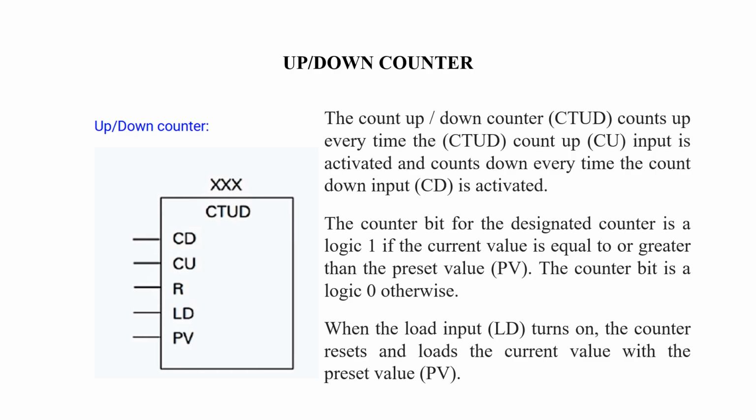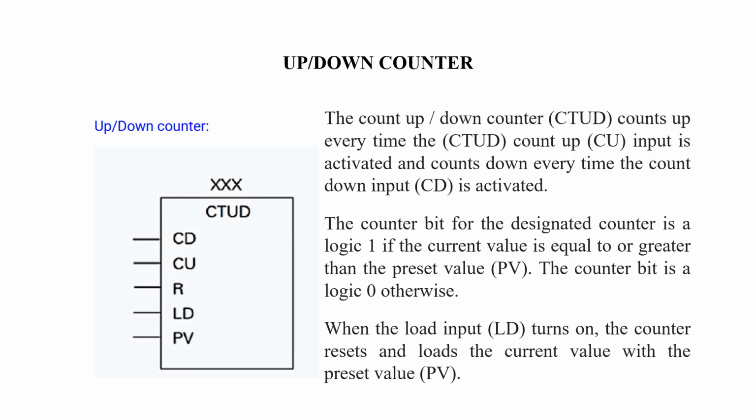The up-down counter counts up every time the CU input is activated, and counts down every time the CD input is activated. The counter bit for a designated counter is a logic one if the current value is equal to or greater than the preset value. The counter bit is 0 otherwise. When the load input turns on, the counter resets and loads the current value with the preset value.